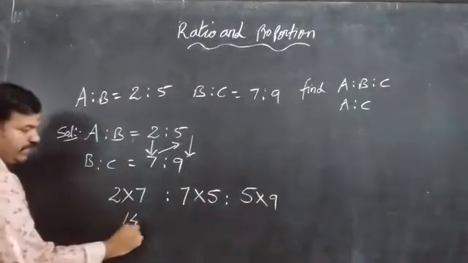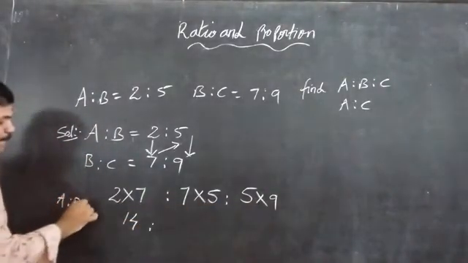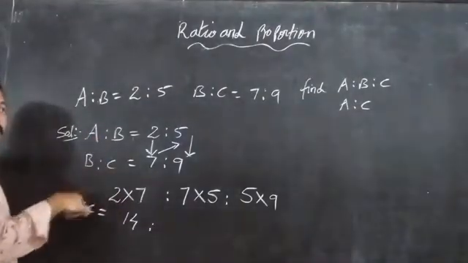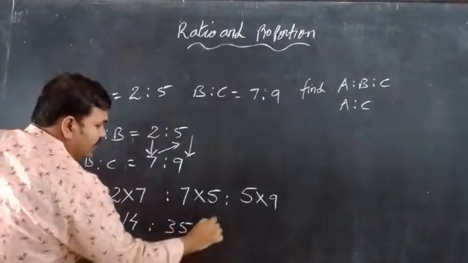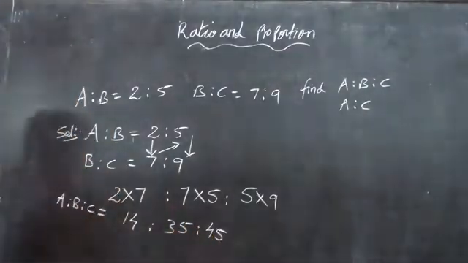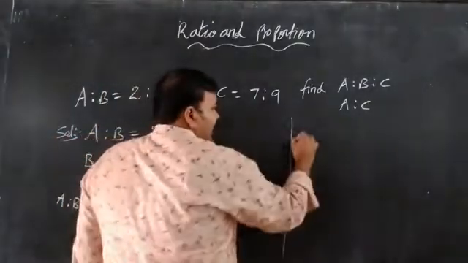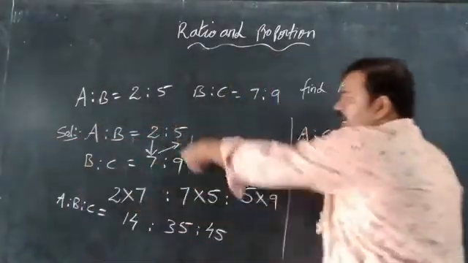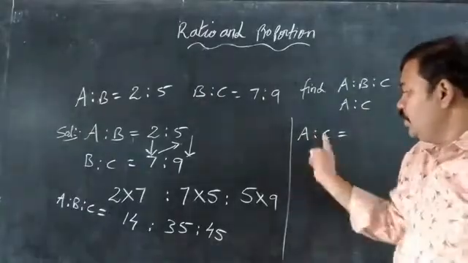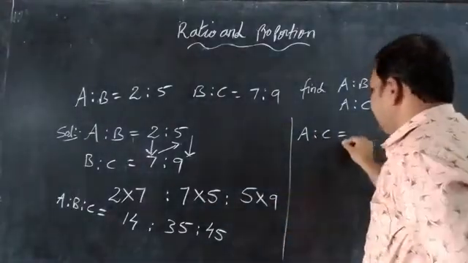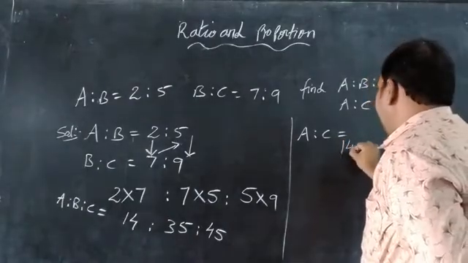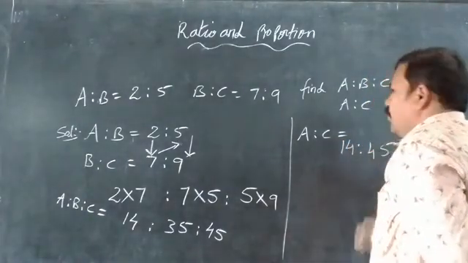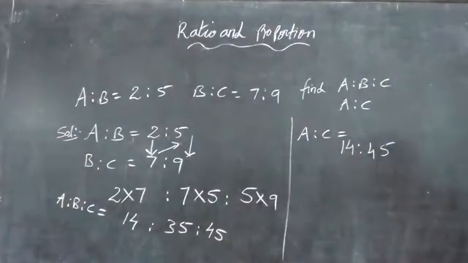2 into 7 is 14. This is A is to B is to C. Combining of two ratios means down arrow, cross arrow, down arrow. So 7 5s are 35, 9 5s are 45. From these we have to take A is to C. Don't write directly 2 is to 9; we have to write from this one. That is A is to C is equal to 14 is to 45.